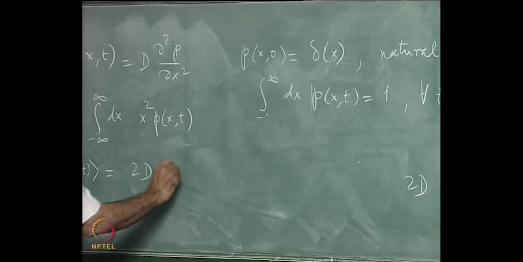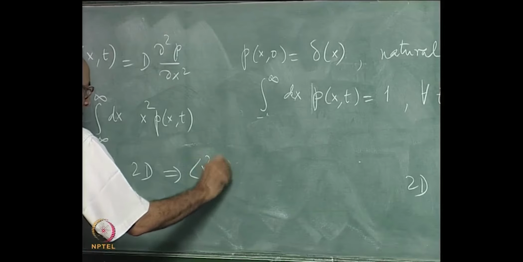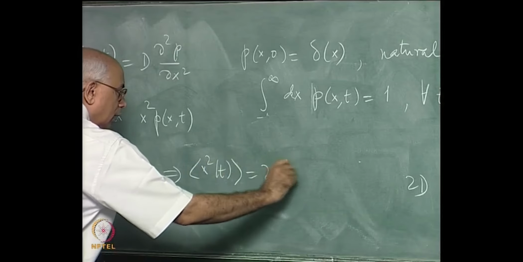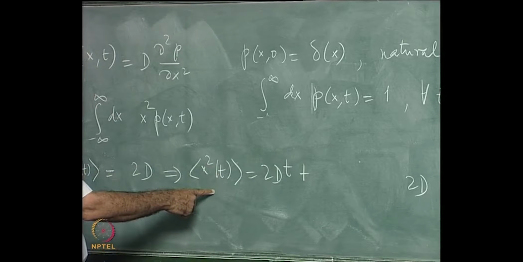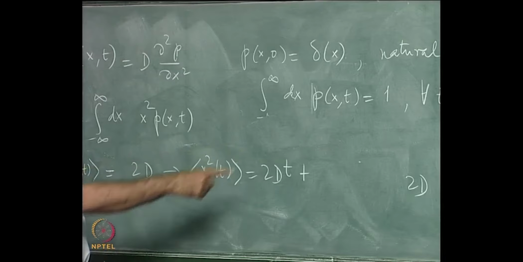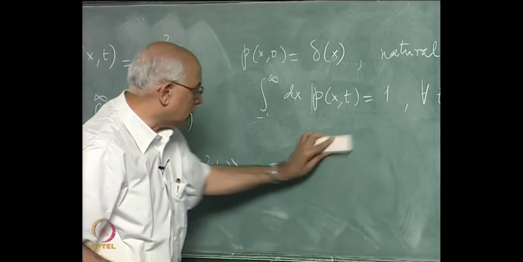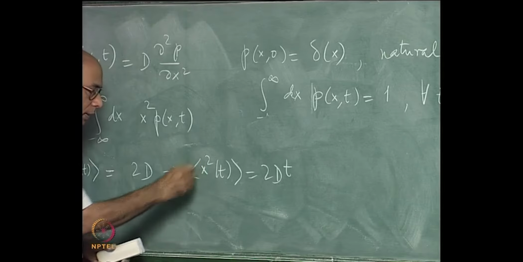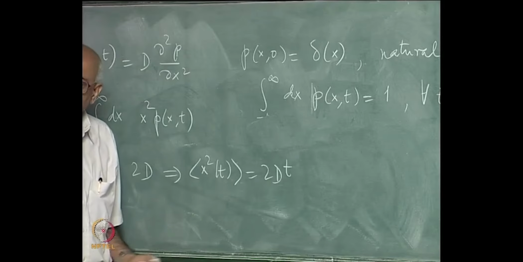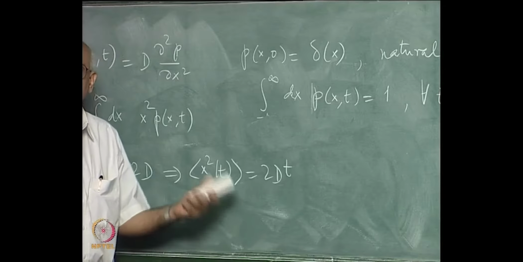Which implies at once that x squared of t is equal to 2Dt plus a constant, but at t equal to 0 this is 0, and so the constant drops out, and you end up with this famous result that the mean square displacement in diffusion is linearly proportional to time, and the coefficient of proportionality is 2D in each dimension of motion. In 3 dimensions, if I computed r squared, it would be average x squared plus average y squared plus average z squared, which would give me 6Dt.